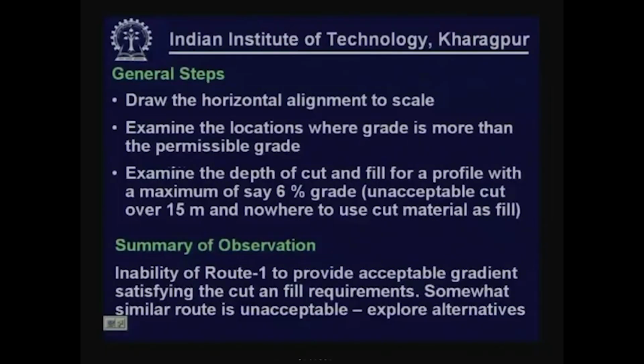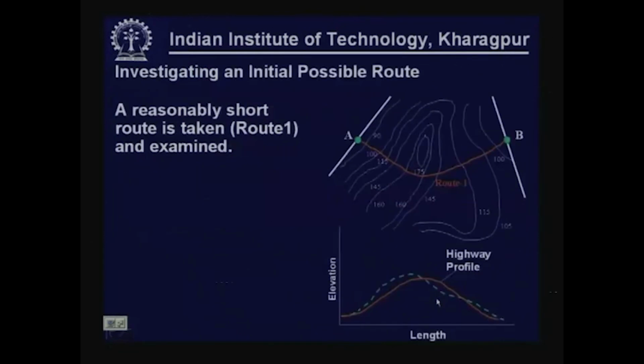So, what we conclude from this exercise is as follows: the inability of route 1 to provide an acceptable gradient satisfying the cut and fill requirement. Also, you can see clearly a somewhat similar route. Every designer, every planner will probably draw a different line, but any line which is almost similar to this existing one, whatever is shown here as route 1, will also bring out the same observations. Okay? No drastic or substantial change.